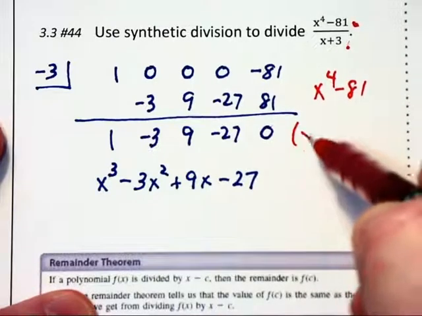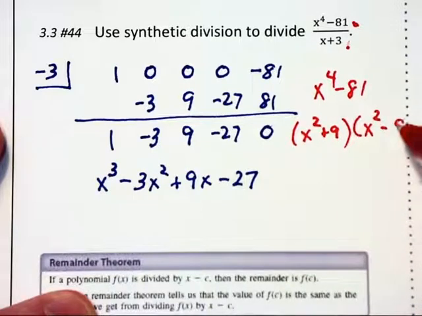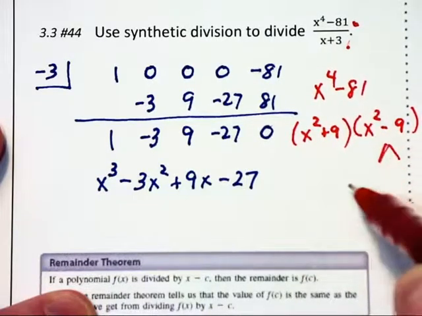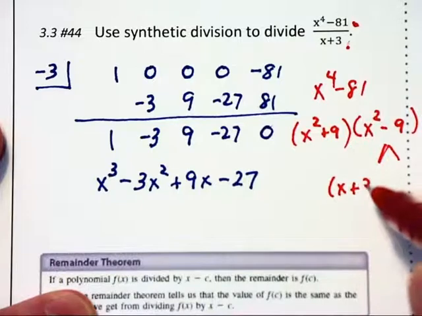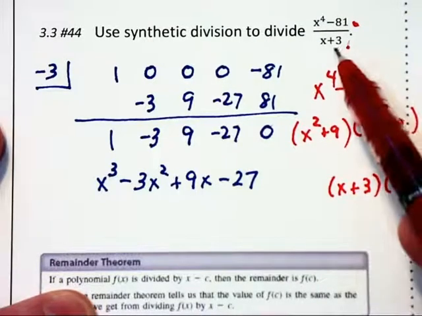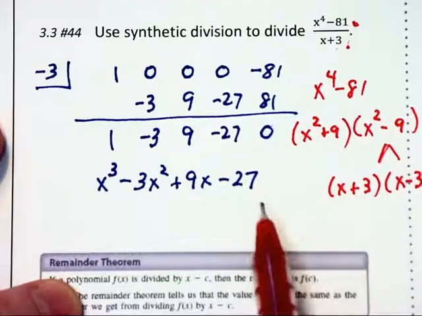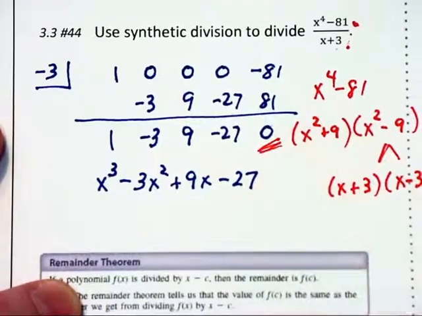You know that that will factor into x squared plus 9 times x squared minus 9. And that the x squared minus 9 gives you an x plus 3 times x minus 3. We've just shown you that x plus 3 here is a factor because it goes in evenly without a remainder.